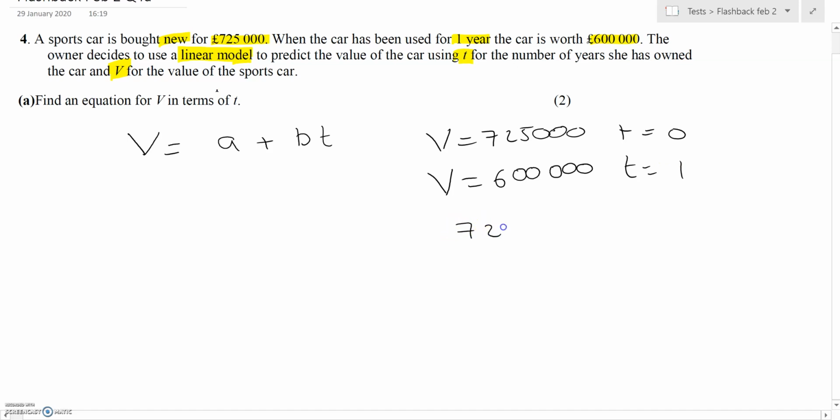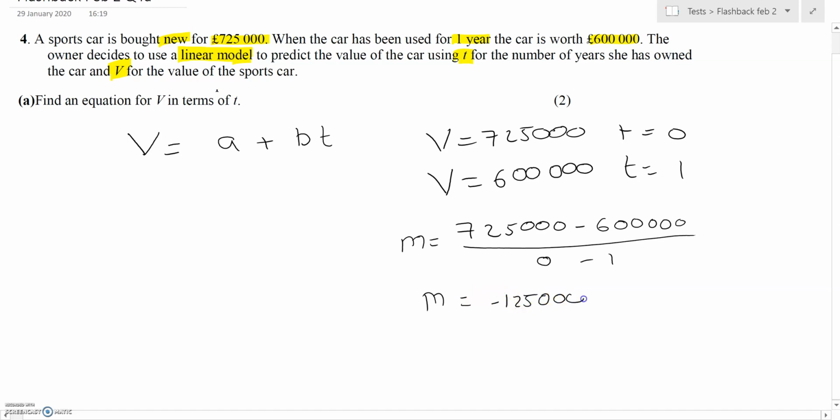So the gradient is going to be 725,000 minus 600,000 divided by 0 minus 1. And so that's the gradient. And that's going to be minus 125,000. Looking back at our model, V is equal to A plus BT. Our gradient is going to be our value of B.